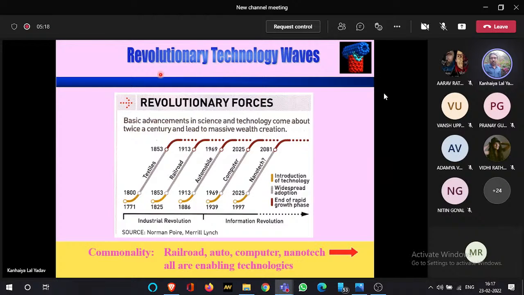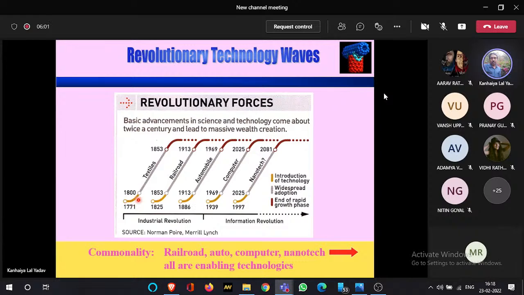If you see, this is a revolutionary technology wave. In school you have read that basic advancement in science and technology comes about twice a century and leads to massive wealth creation. Initially there was the textiles revolution, then railroad, automobile, computer, and nowadays it is nanotech. Nanotechnology started earlier, but the main technology development started around 1997, when the instruments were developed and we came to know about this technology.